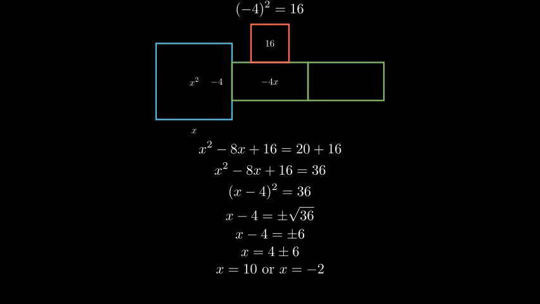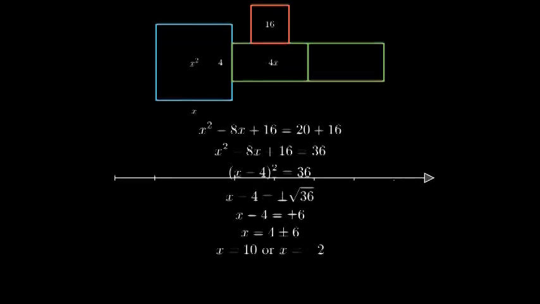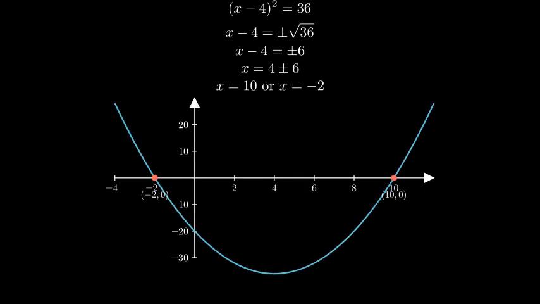These are our solutions. Let's verify our solutions by graphing the quadratic function. The parabola crosses the x-axis at negative 2 and 10, which confirms our solutions.